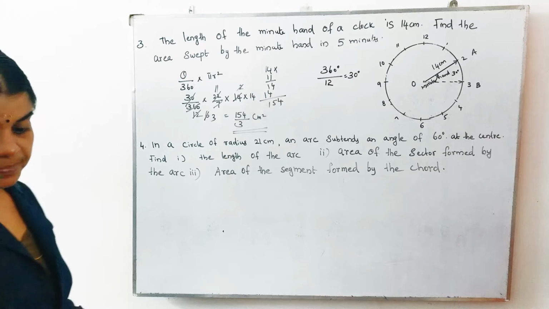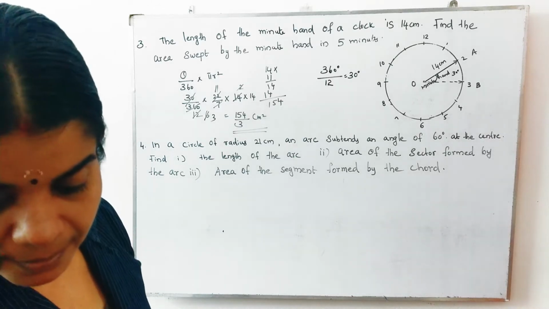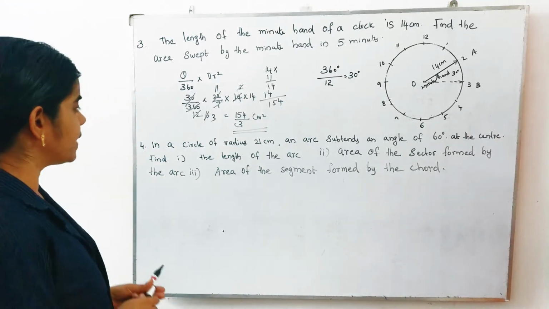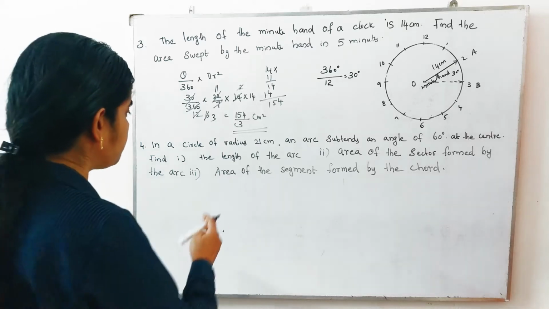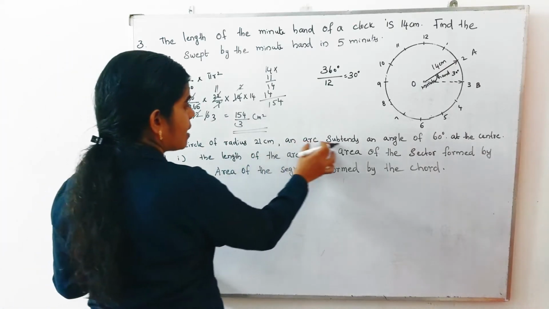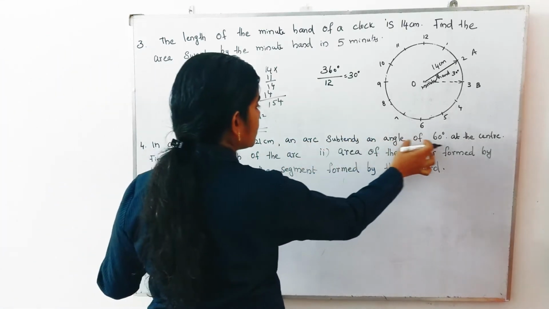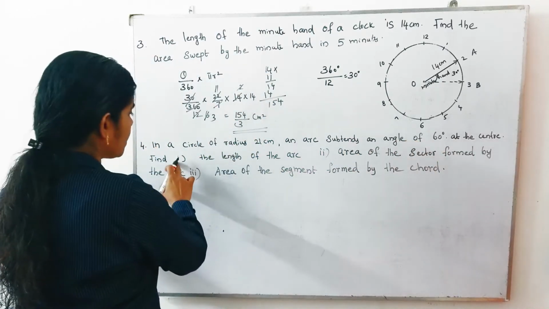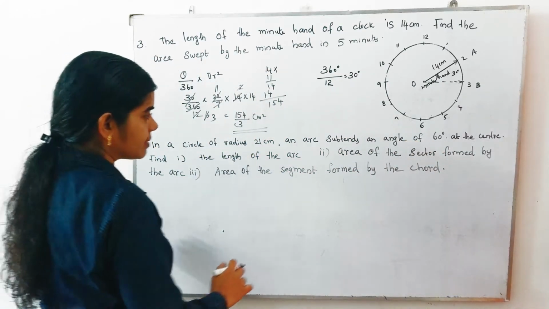Next question. In a circle of radius 12 centimeter, an arc subtends an angle of 60 degree at the center. Find the length of the arc.